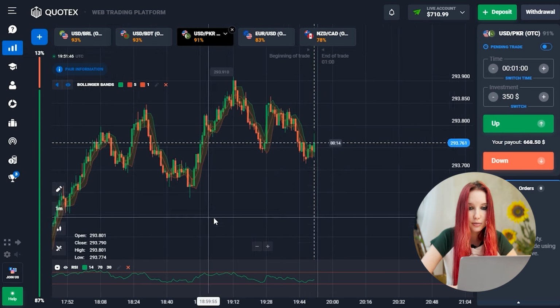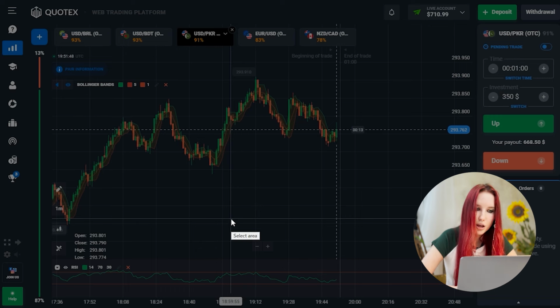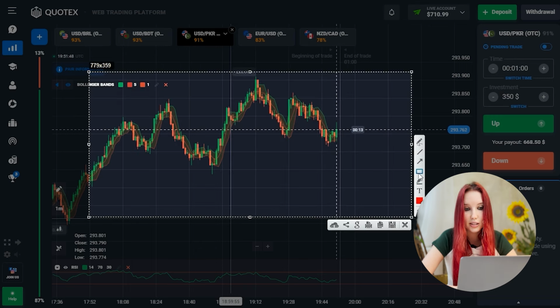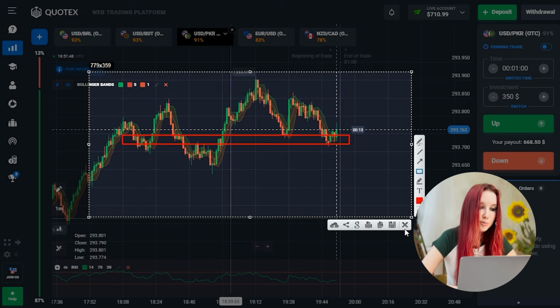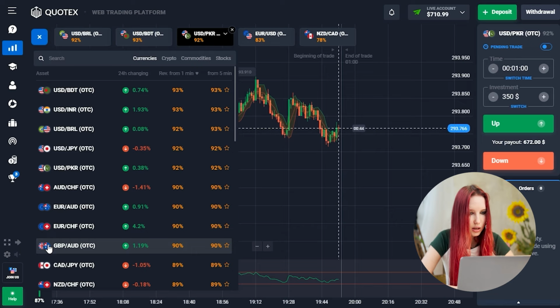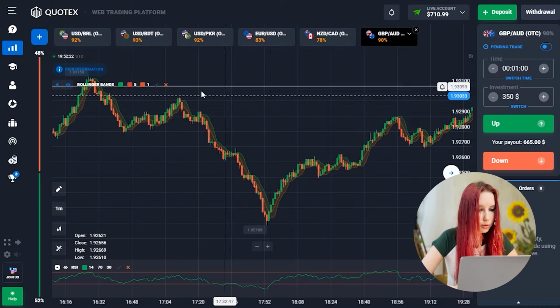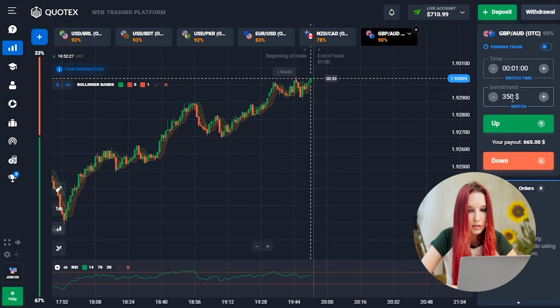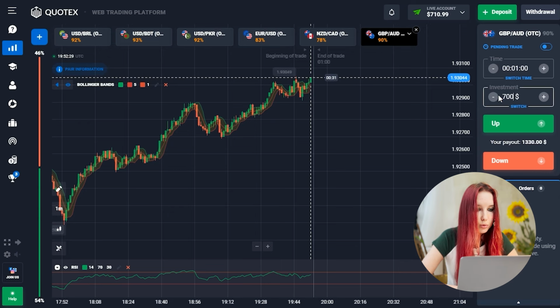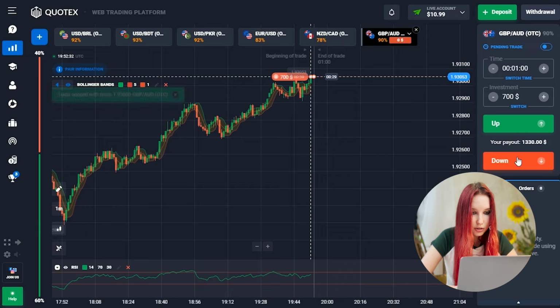Well, as we can see, here the price is also at the support level. According to the RSI indicator, we see that the price has touched the 30 mark and is beginning its reversal. And now I want to add another currency pair. Let it be British pounds and Australian dollar. It has a good payout percentage, and here we see an uptrend. You can also see that the price is now at the resistance level, so my trade will be down here with $700.